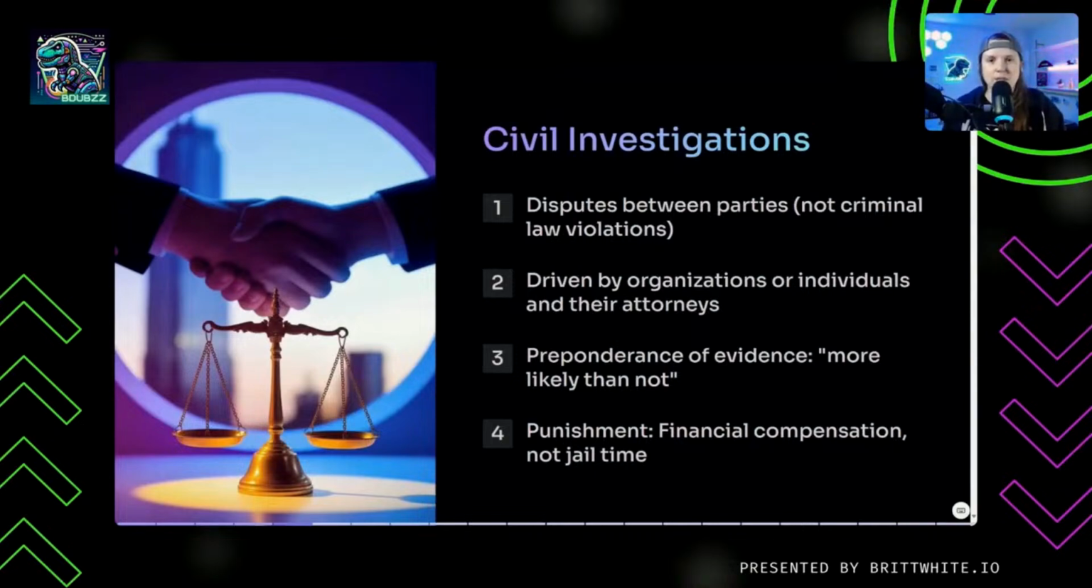Think lawsuits here. As far as the evidence goes, the burden of proof in a civil case is actually lower than in criminal cases. It's called preponderance of evidence, meaning it just has to be more likely than not. Think of those old-fashioned scales of justice. If the scale tips just slightly to one side, that side wins. It's a less strict set of evidence rules than we saw with beyond a reasonable doubt in criminal cases.